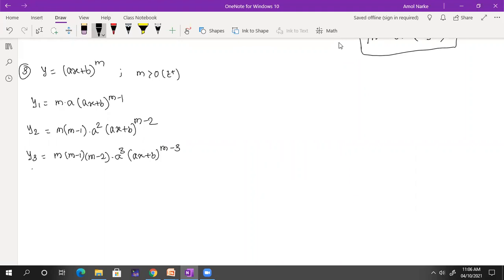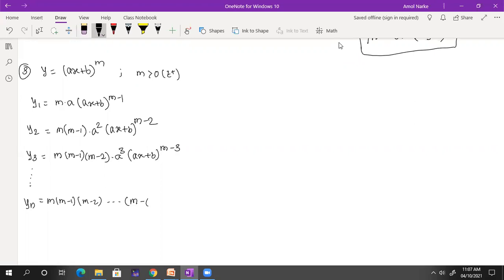Now tell me, if I go like that only, what will be my yn, the nth derivative? So m into m minus 1 up to m minus n into a raised to n, and ax plus b raised to m minus n. Any other one who wants to modify this statement, or is this the correct one? m minus n minus 1, you are talking about. So I just make a bracket.